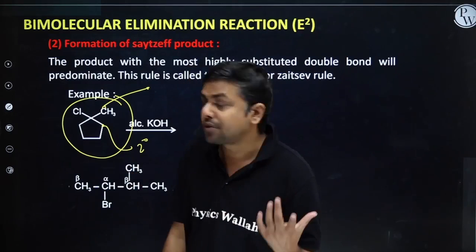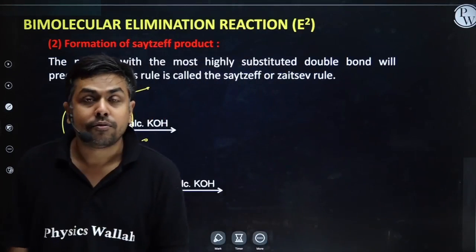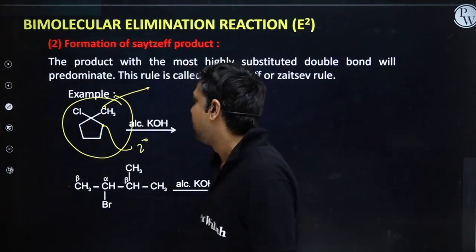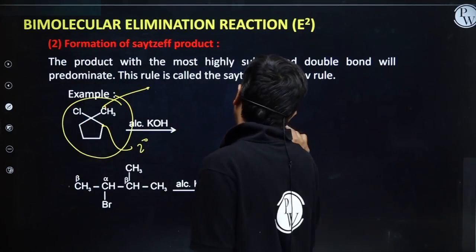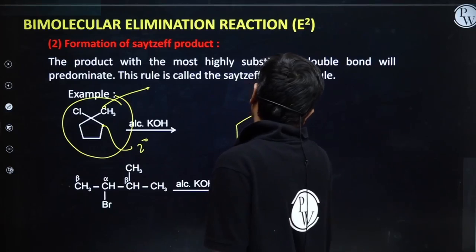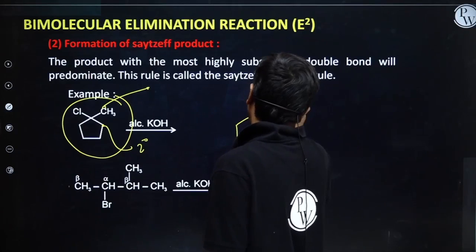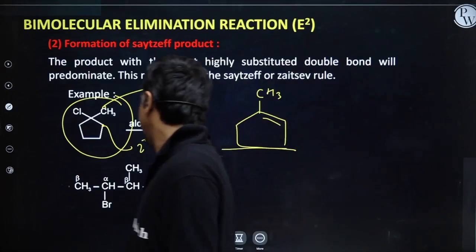So from where should I remove hydrogen? From the more substituted beta carbon. So I'm going to form the product like this. Am I clear, student? Okay.